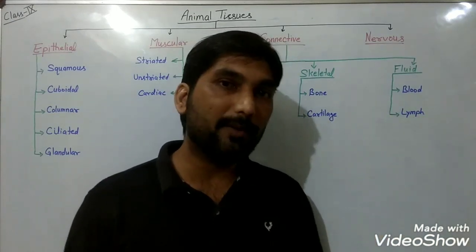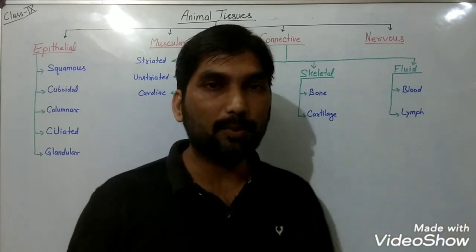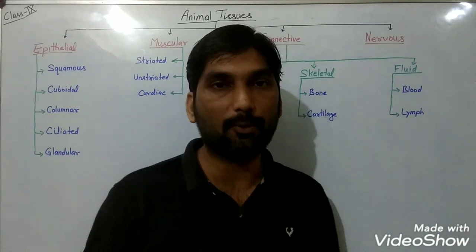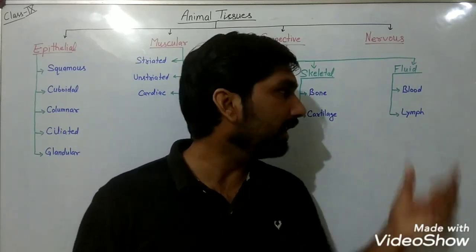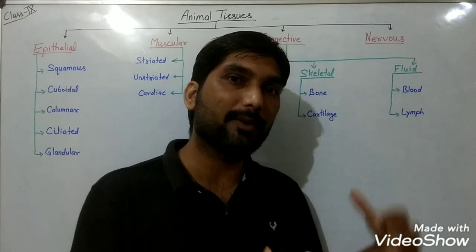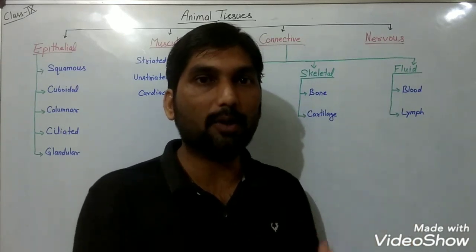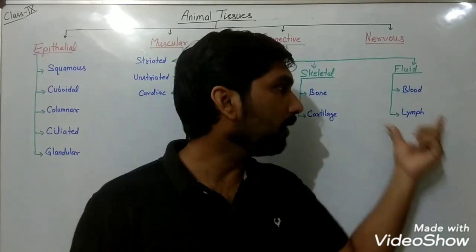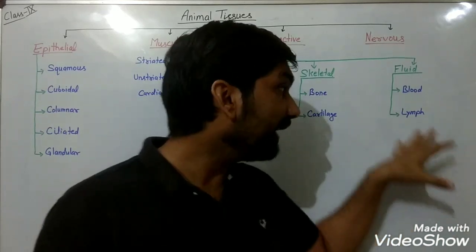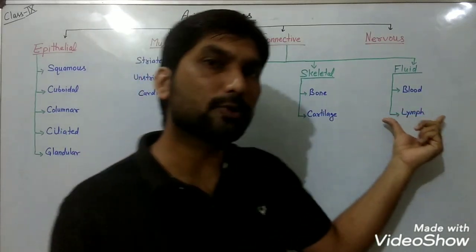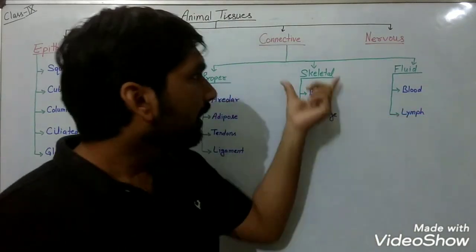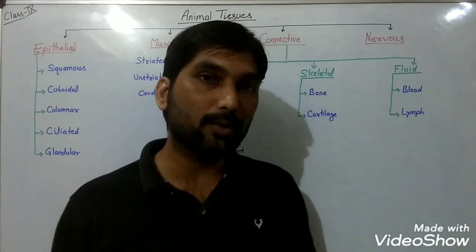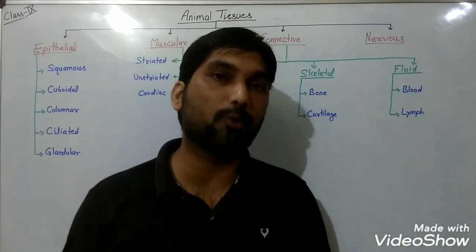One more fluid connective tissue we have to discuss in this chapter is known as what? Lymph. But when we talk about lymph and blood, blood is red in color due to the presence of a pigment known as what? Hemoglobin. But lymph basically has white blood cells in enormous number, and there is no presence of hemoglobin. So it is colorless.